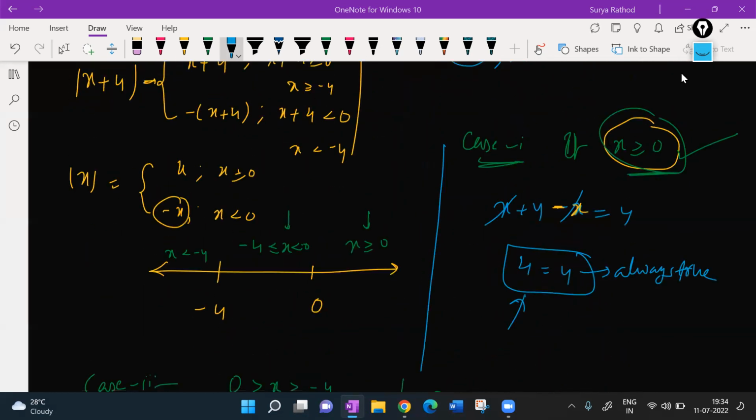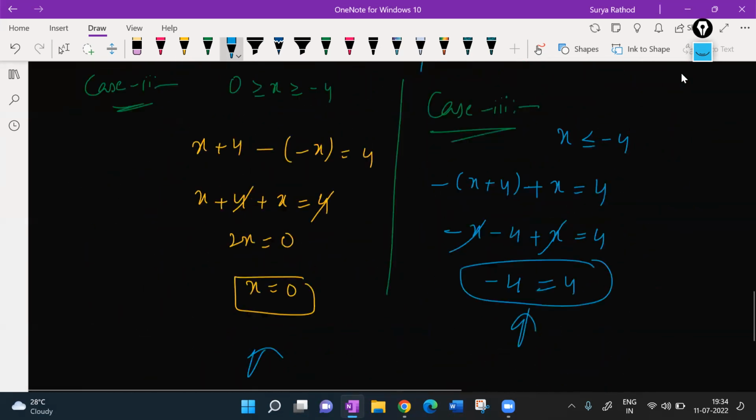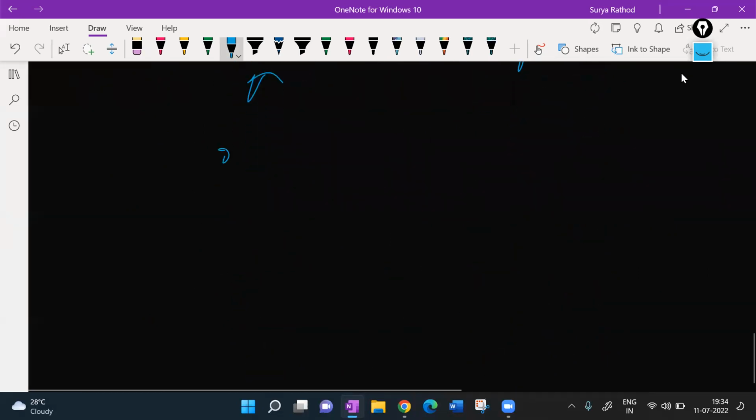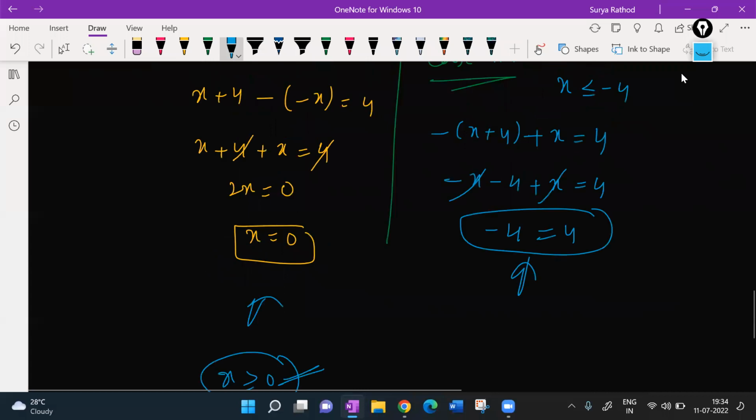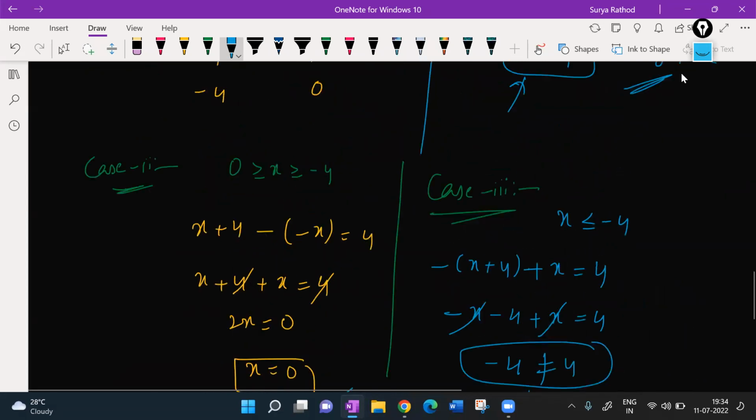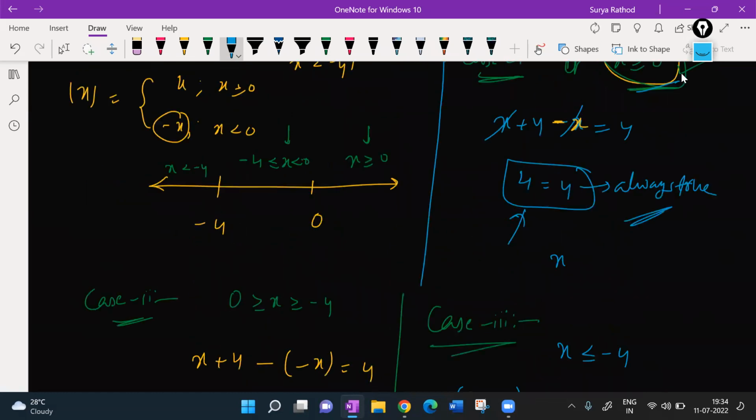See here, case 1, x greater than or equal to 0, always true. All right. Isn't x greater than or equal to 0 your final answer now? Here, this is not possible. Case 3 answer is not possible. Why? Because minus 4 cannot be equal to 4, beta. Here x is equal to 0. Here x is greater than or equal to 0. Therefore, the solution of x is greater than or equal to 0.